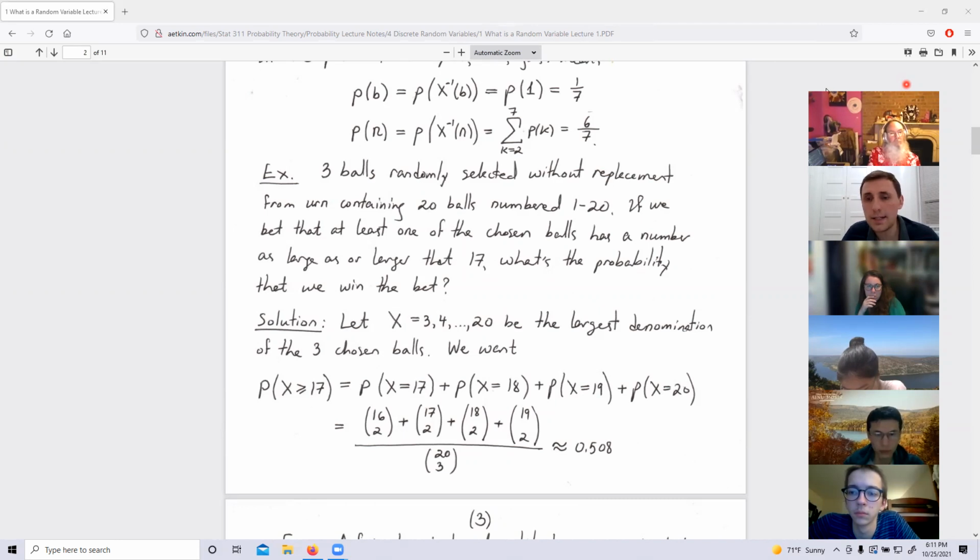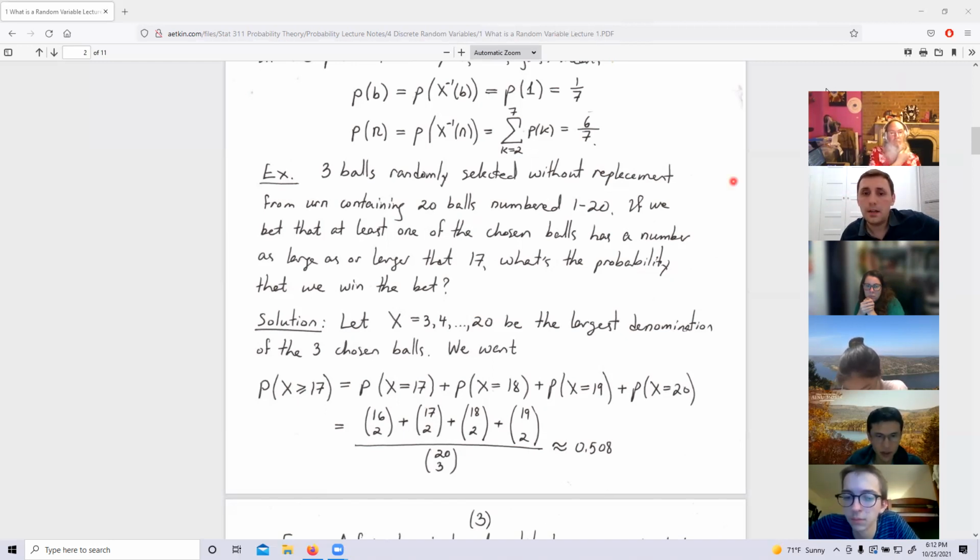Now, the X here, what does it do? It relabels universes based on the largest ball in the sample. Do you see that? So when I see 17 occurring, that corresponds to any universe in which the largest ball is 17. If I see 18 occurring, that means the largest ball is 18. So you can see that the relabeling is not one-to-one. There are many universes that have the same label with this random variable. So the question is, what's the probability that the largest ball picked is bigger than or equal to 17? It means, what's the probability that the label 17 or 18 or 19 or 20 comes out?